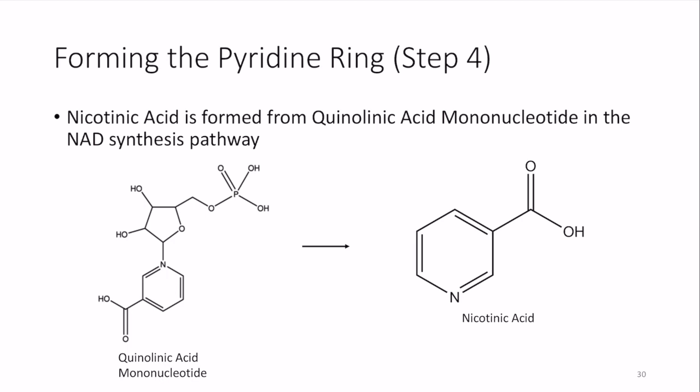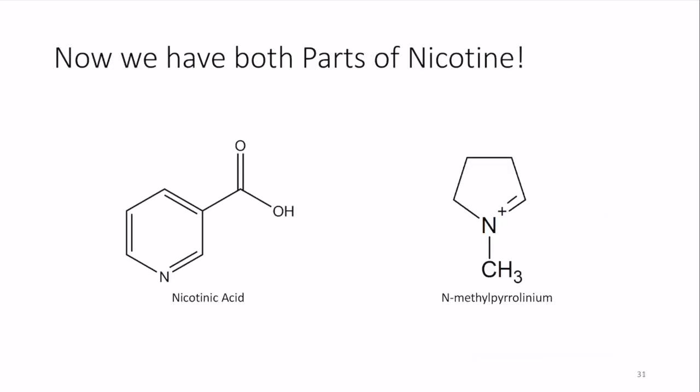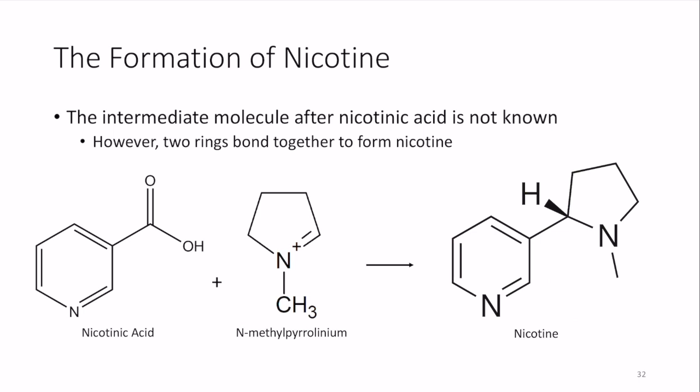So basically it's this whole pathway of forming the cofactor NAD, and in that pathway one of the products is this nicotinic acid. So now basically we have the pyridine ring that we need to form nicotine. So we have the pyridine ring and the pyrrolidine ring. Next, we have to basically just join these two molecules. So now what's interesting is that the actual mechanism and the enzyme that does this joining is not known.